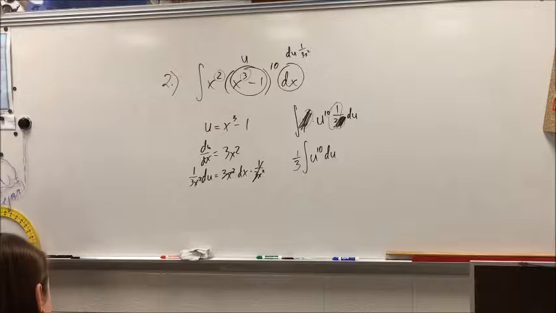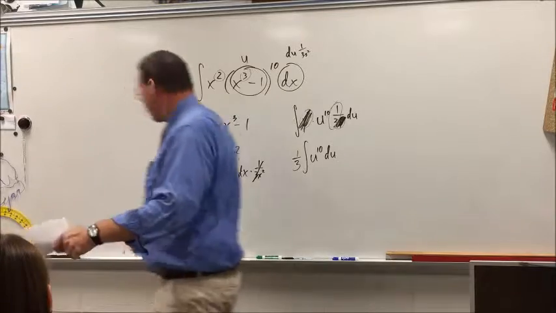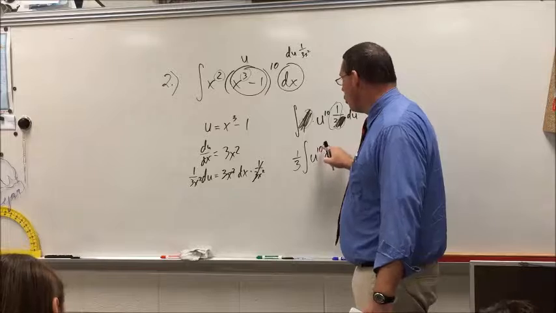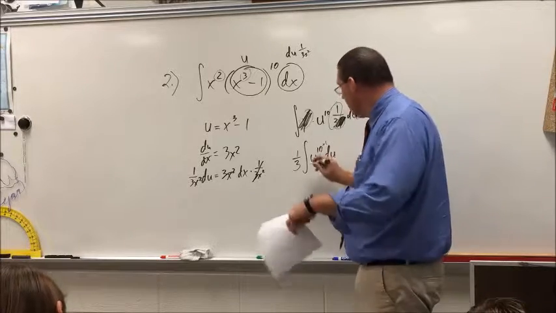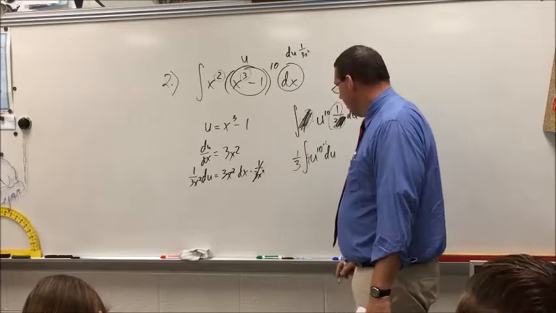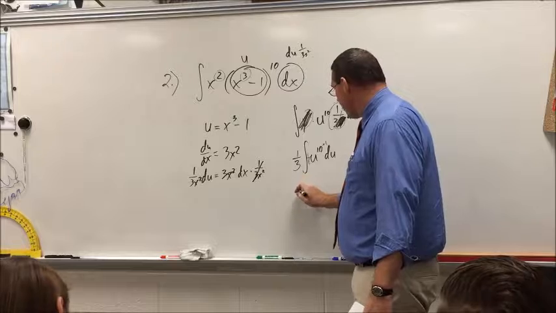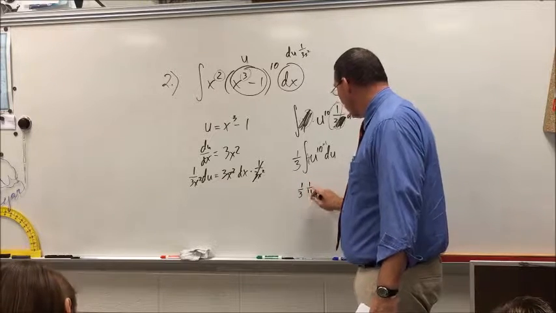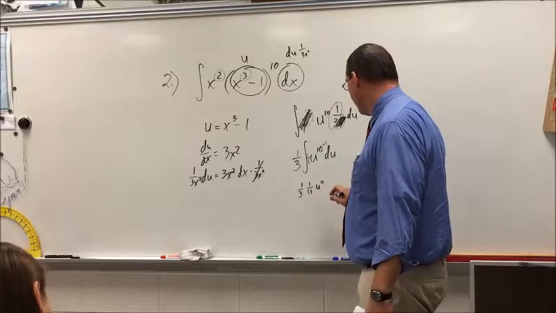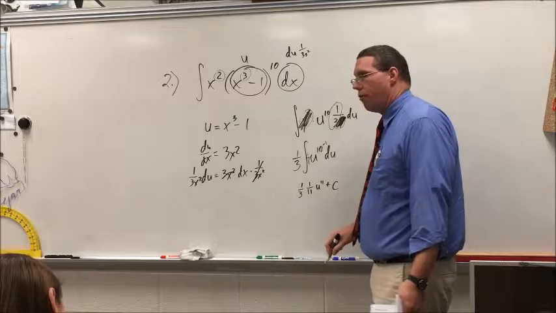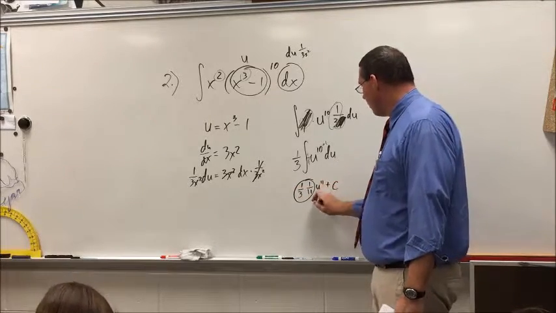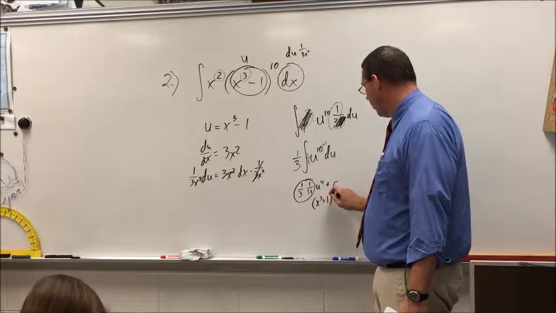So now it's over 11. Remember, we power up, we add 1, so 11, then take our new power, 11, and multiply by the reciprocal of that, 1 over 11. And we have a 1/3 on the outside, so we now have a 1/3, we have a 1 over 11, we have a u to the 11th power, and then we would have a plus c also. And so now this is 1 over 33. u to the 11th is x cubed plus 1 to the 11th.